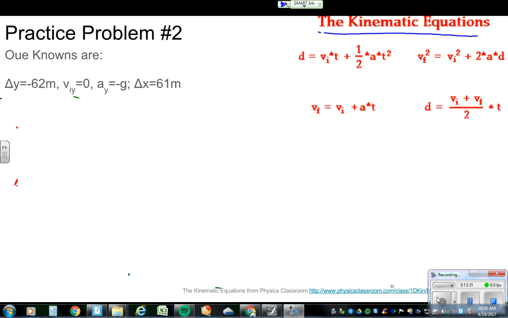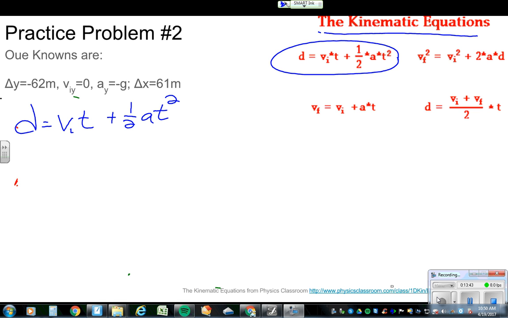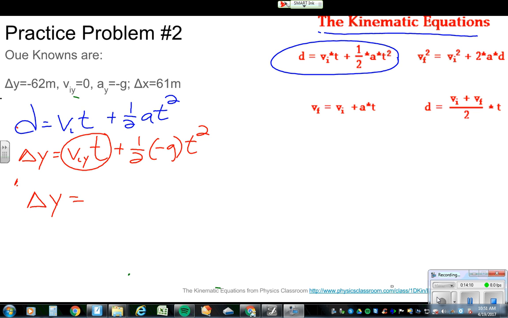So again, I'm going to choose the same equation that I used before. I'm going to rewrite it over here. d is v_i t plus 1/2 a t squared. But now I'm going to substitute in my variables. My displacement is change in y. My initial velocity is v_iy times time plus 1/2 my acceleration, negative g, times t squared. And so again, my initial velocity in the y direction is 0, so this quantity here goes away. So I'm left with change in y is 1/2 times negative g times t squared.